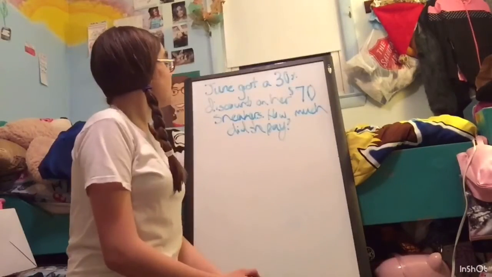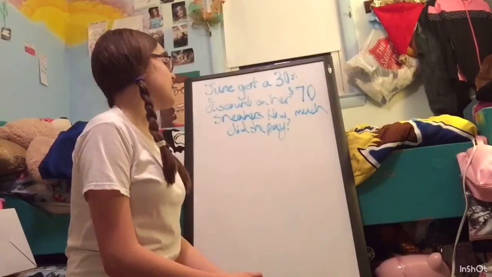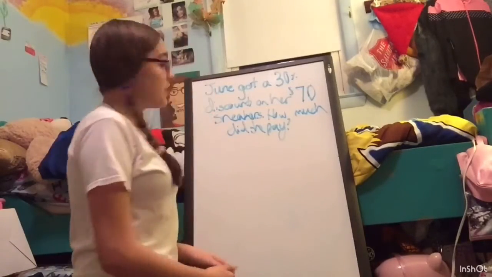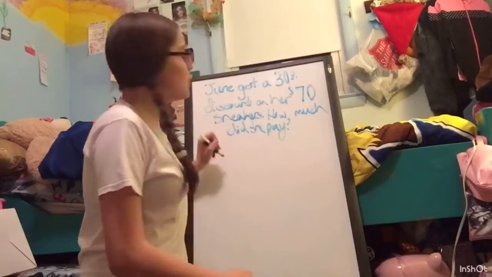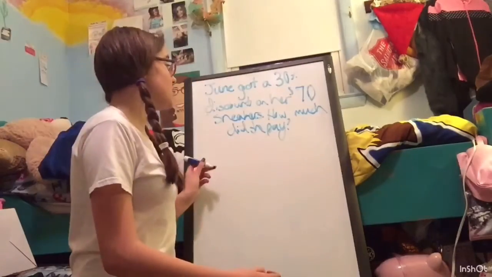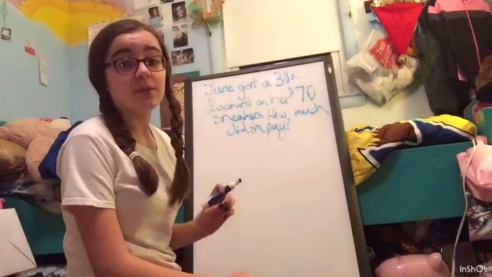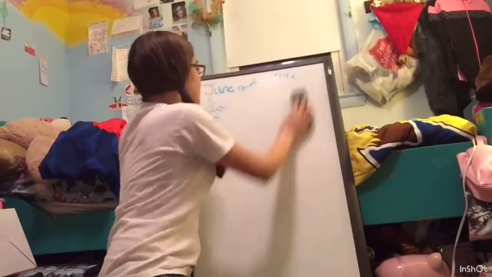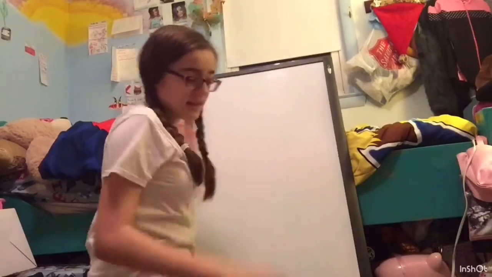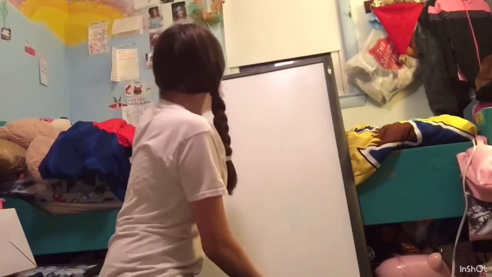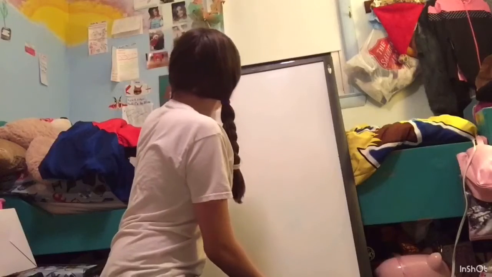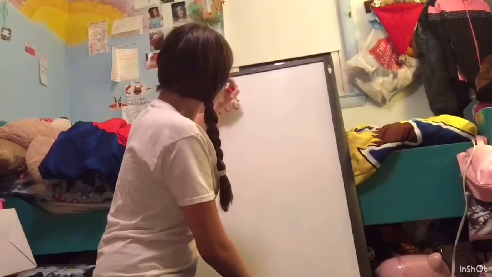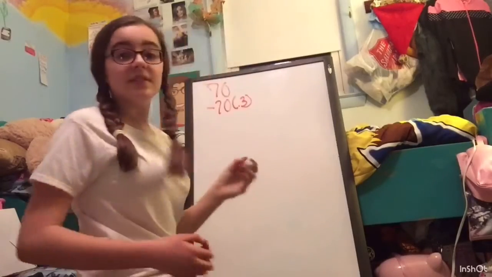June got a 30% discount on her $70 sneakers. How much did she pay? So, she got a 30% discount, meaning that June got 30% off on these $70 sneakers, which is a really good deal, by the way. So, we would do 70 minus 30% of 70. So that's 70 minus 70 times 0.3 because we're going to do it the decimal way.